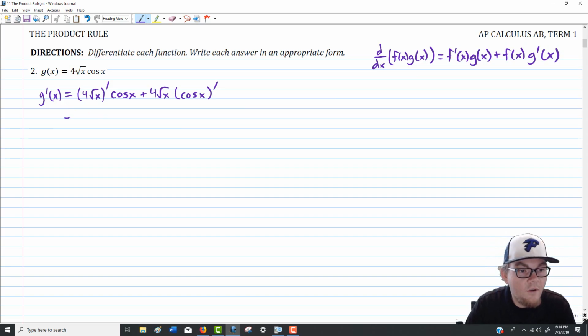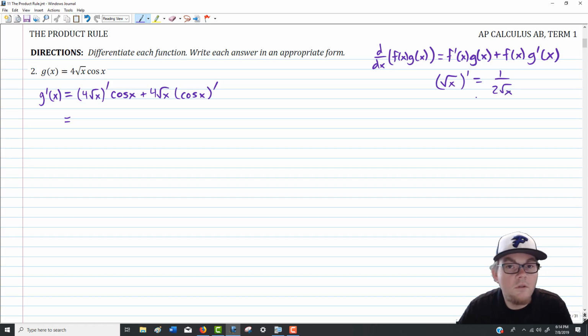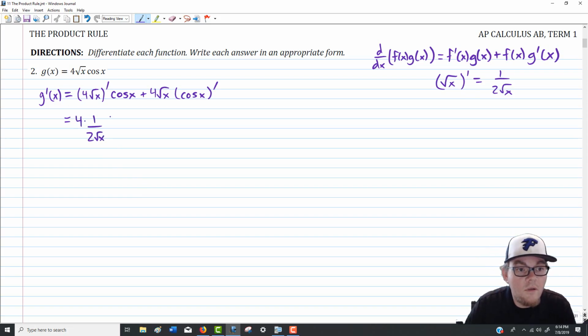So in looking here, we've got to take the derivative. I'm going to do the traditional derivative rule that I know best, which is that the derivative of square root of x is 1 over 2 root x. And again, if you want to turn this into a power like x to the 1/2 power, that's fine. It's just not the way I'm going to demonstrate it. So this is going to be 4 times 1 over 2 root x times cosine of x plus 4 root x times negative sine of x.